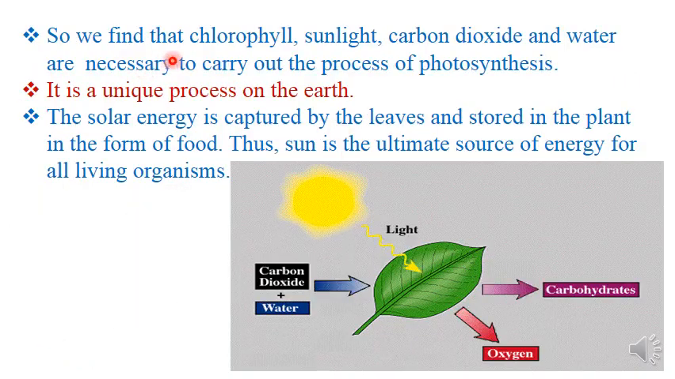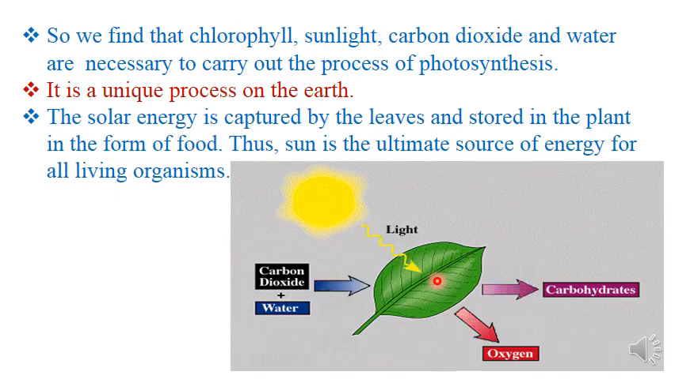So we find that chlorophyll, sunlight, carbon dioxide and water are necessary to carry out the process of photosynthesis. Photosynthesis is a unique process on the earth. The solar energy is captured by the leaves and stored in the plant in the form of food. Thus, the sun is the ultimate source of energy for all living organisms. It is a unique process on this earth because only green plants have chlorophyll.